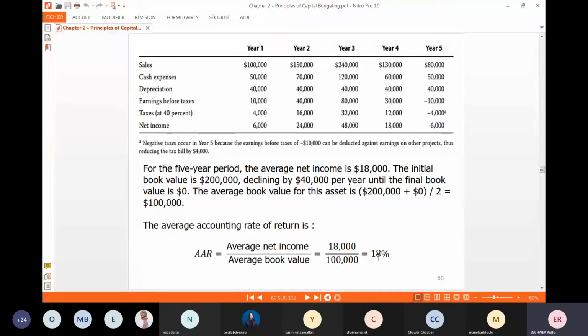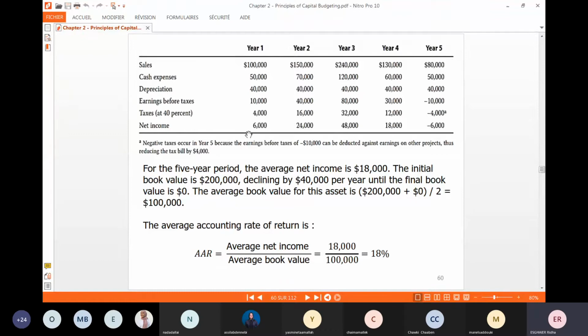But limitation, we have different weaknesses. The first one, we said that in the capital budgeting process, we base our analysis on cash flows, not on incomes, accounting incomes. Here we only use the average net income. We ignore the fact that the depreciation is a non-cash charge. We have to add it back. So this is the first mistake.